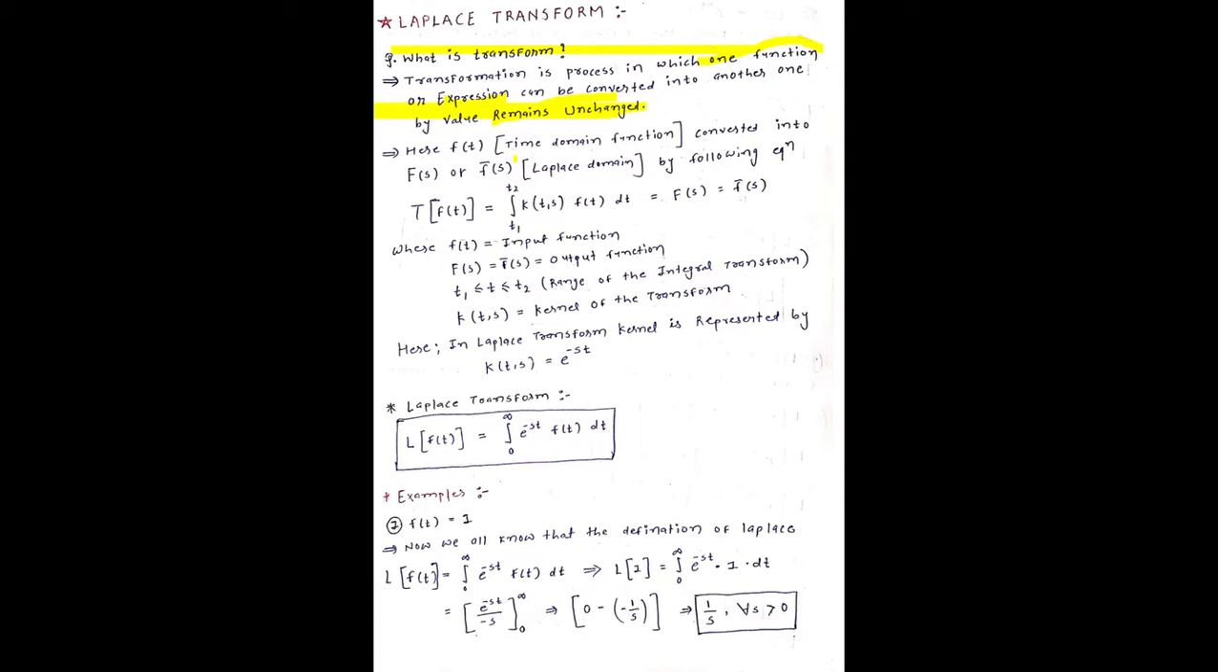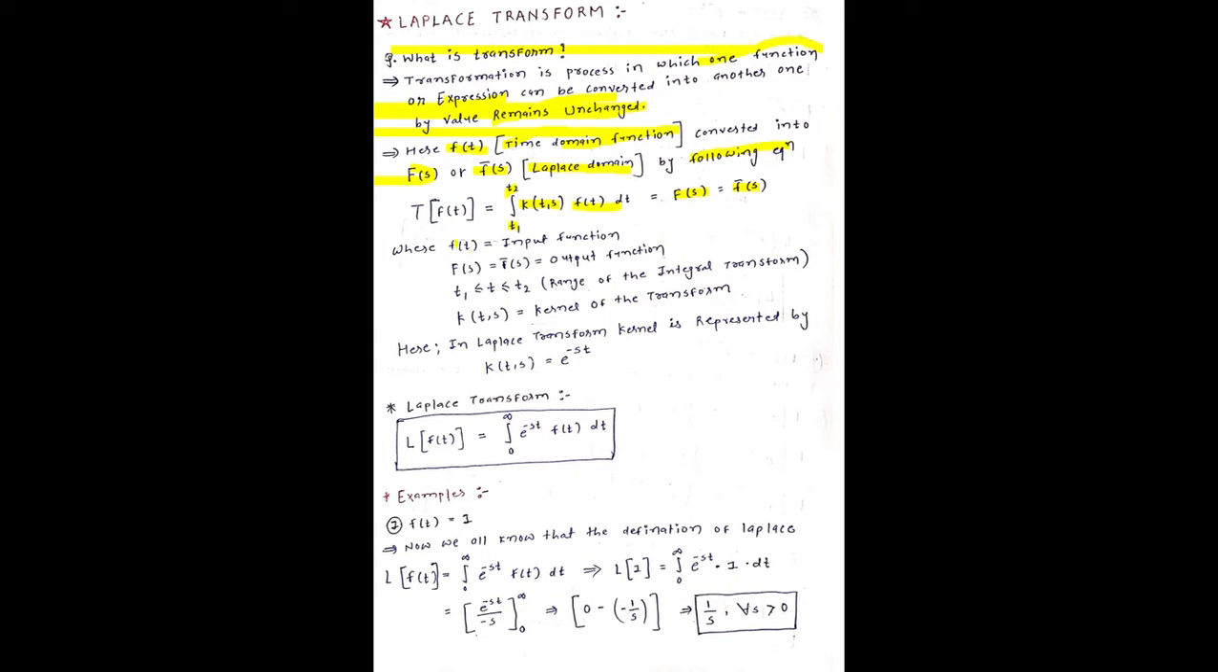What is the one function or what is the another? Here in Laplace transform, f of t, the time domain function, is converted into capital F of s, or small f bar of s, in the Laplace domain by the following equation. Transformation of f of t is equal to the integration from t1 to t2 of K(t,s) f of t dt, which is equal to capital F of s, which can also be known as small f bar s.